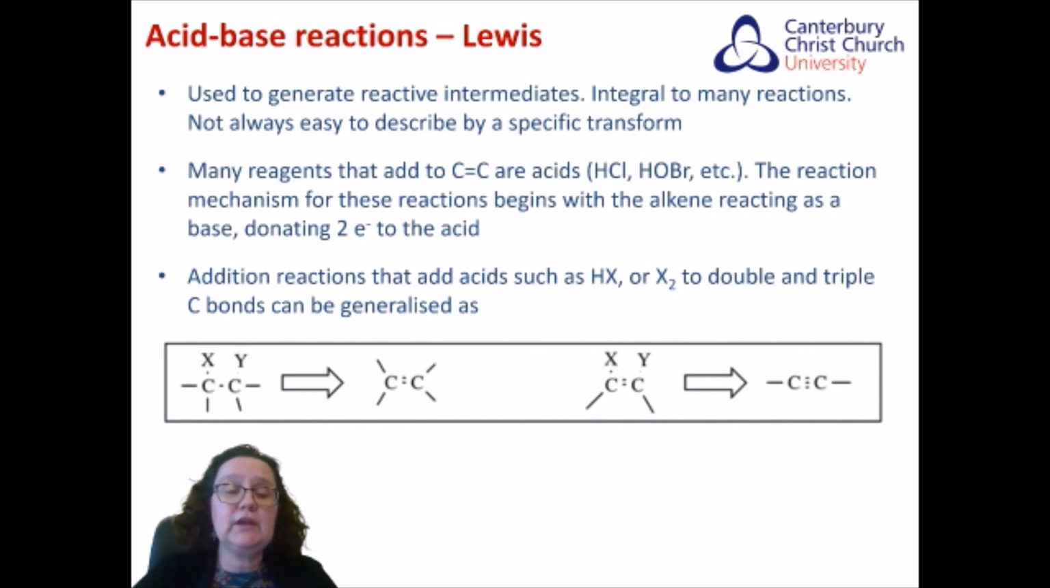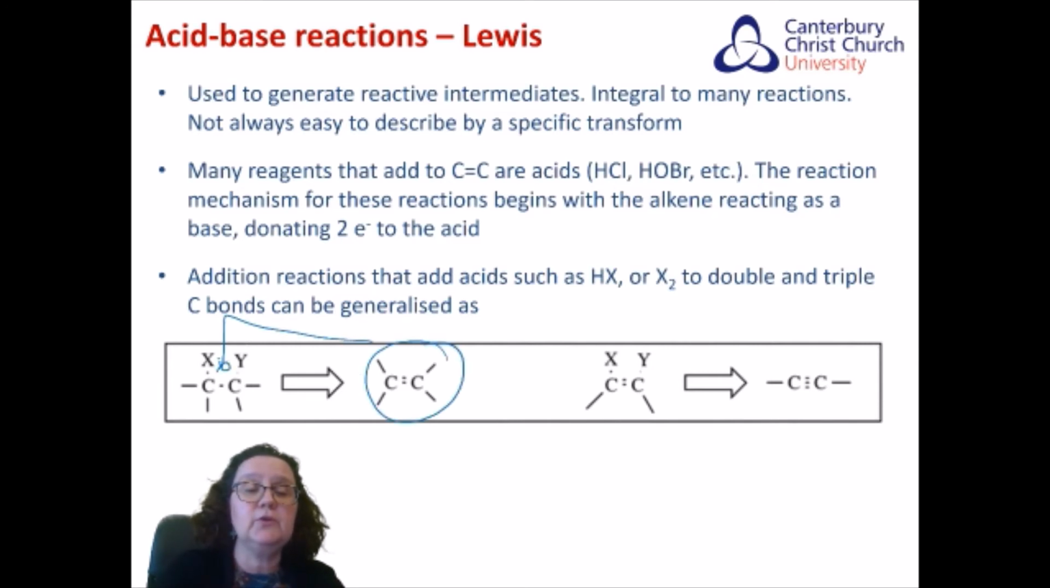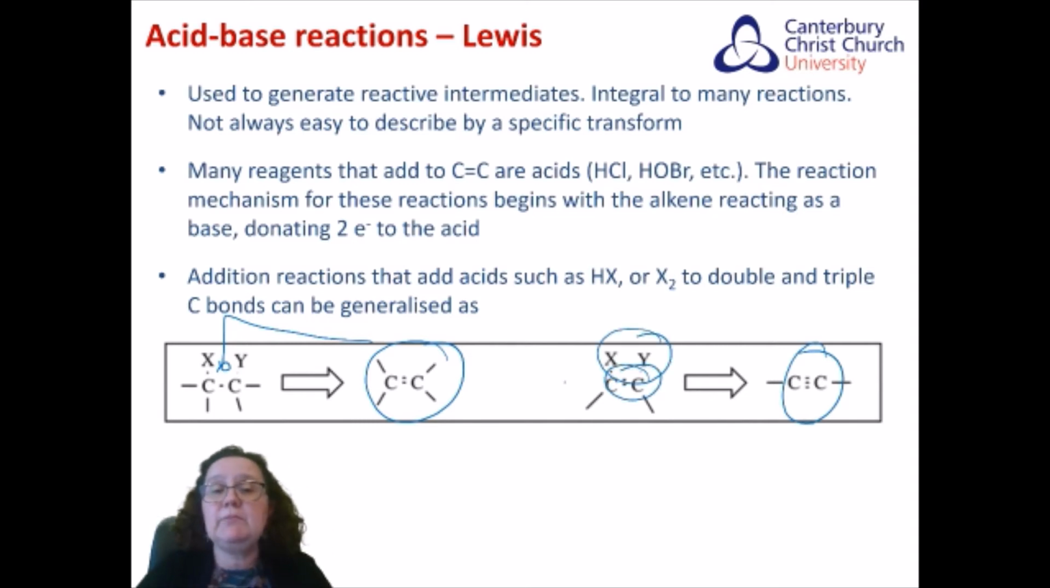In this slide, you have a way of generalizing those addition reactions to a double bond or to a triple bond. So for example, starting from a double bond, you can generate a single bond with the addition of two different atoms to your double bond. Or if you start with a triple bond, then the addition would produce the corresponding double bond, the corresponding alkene from an alkyne.